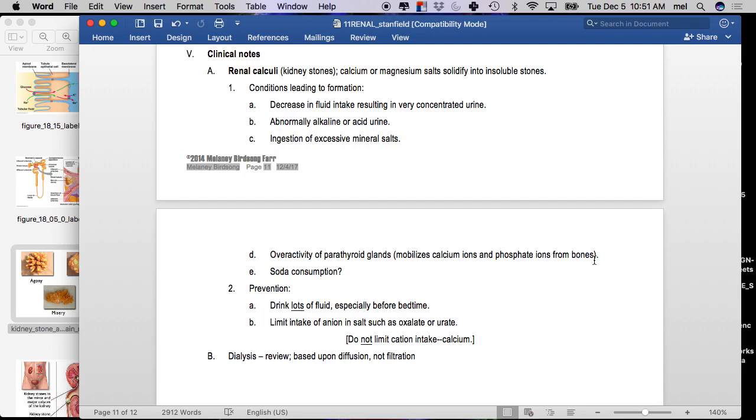Okay, so abnormally alkaline or acid urine change the pH. You actually change the ionic compound formation. So if you drink a lot of sodas, that makes abnormally acid urine.